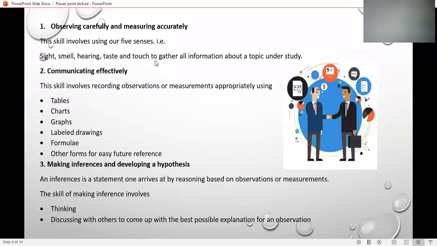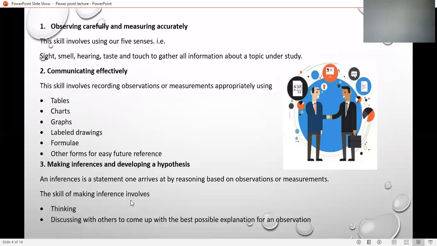Secondly, when you observe carefully and measure accurately, you have to communicate effectively, because in developing the scientific method you are not alone. You have to convey your message, and be very vigilant and careful with others as well. When communicating, you have to communicate the exact data you have collected. So you can make tables, charts, and graphs, correctly jot down the data, and make labeled diagrams.